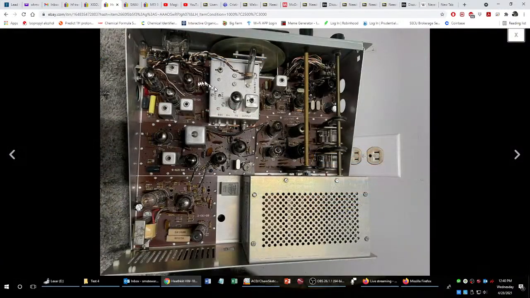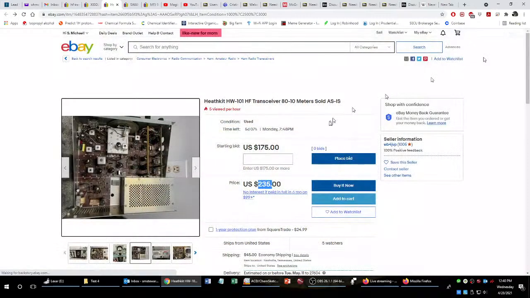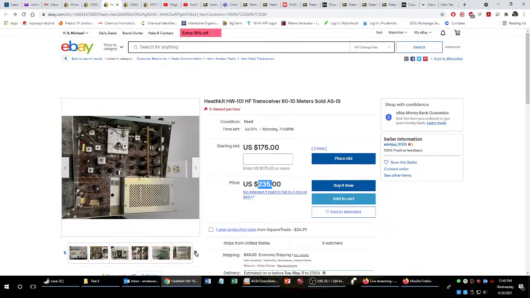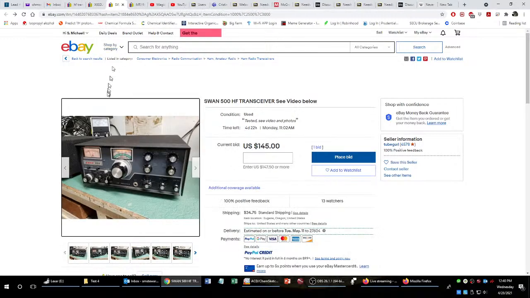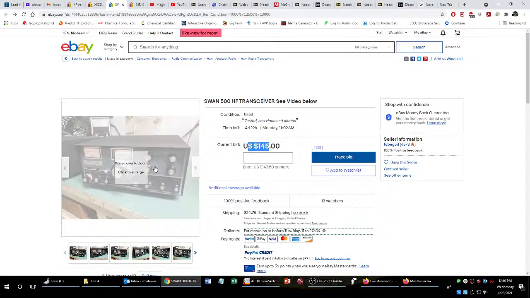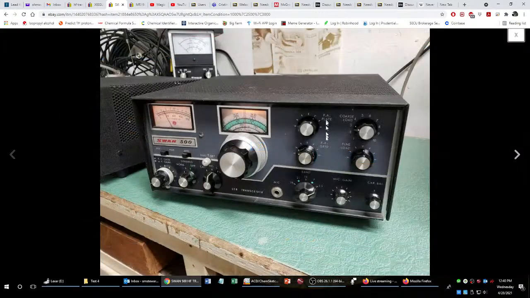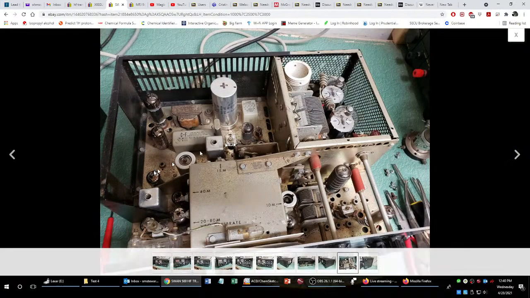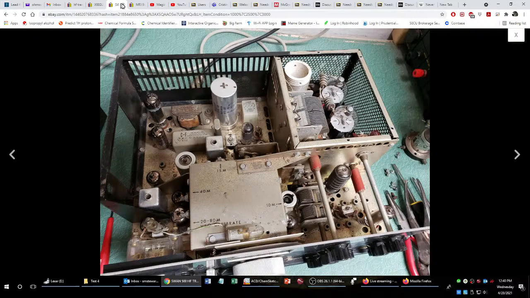There's a vacuum tube, there's a vacuum tube, all these are vacuum tubes. So for $235, they want something that really the only thing you can do with it is just listen. You can't really transmit anything interesting. This is a Swan 500 transceiver. They want $145 for it. That PA plate, PA grid is also referring to the vacuum tubes inside this thing. Tubes are like $100 a piece to replace.